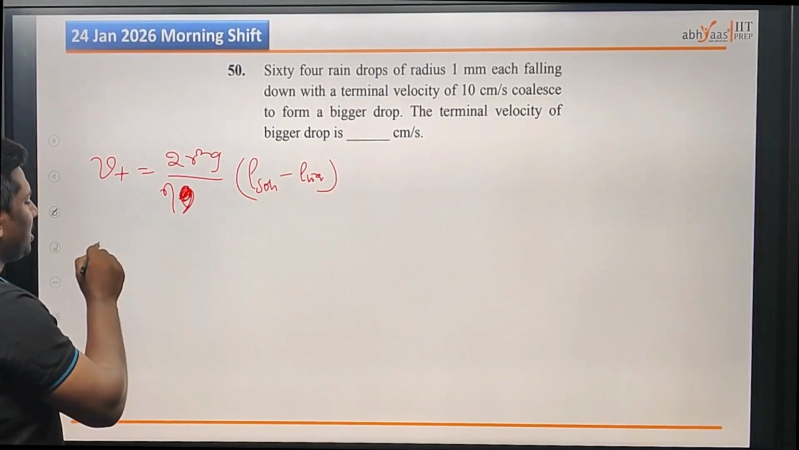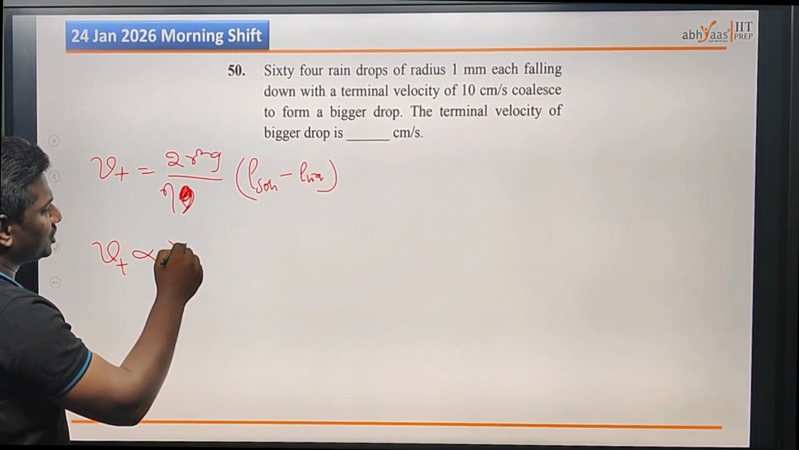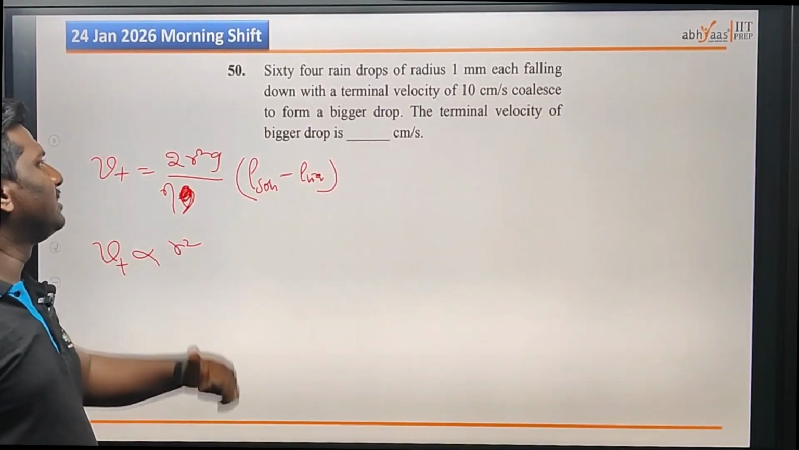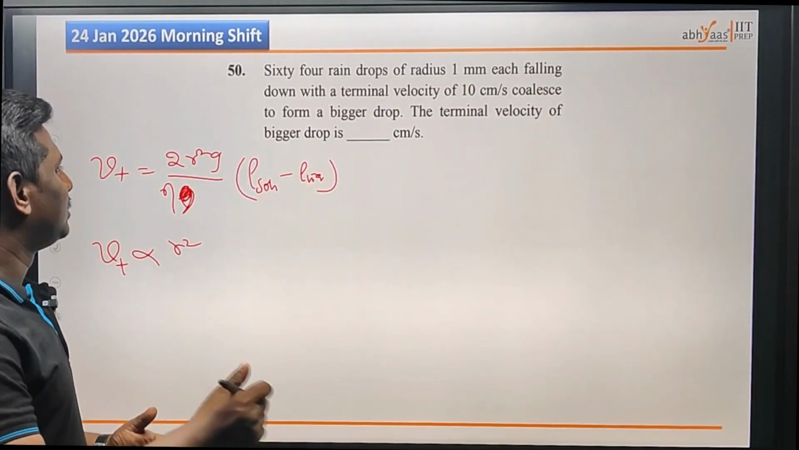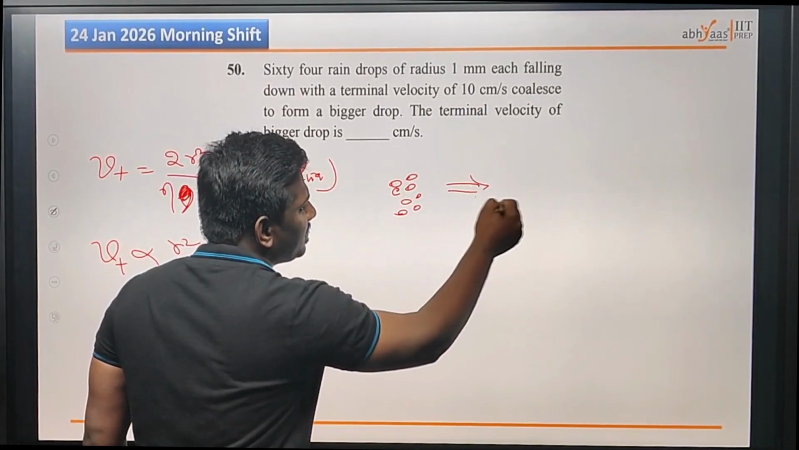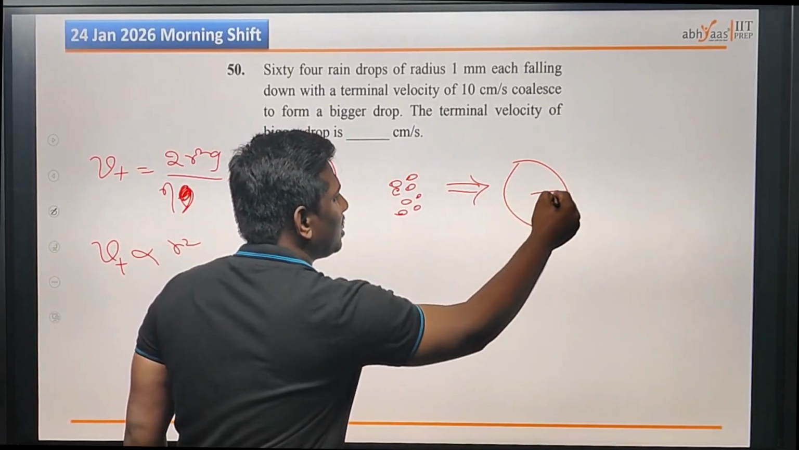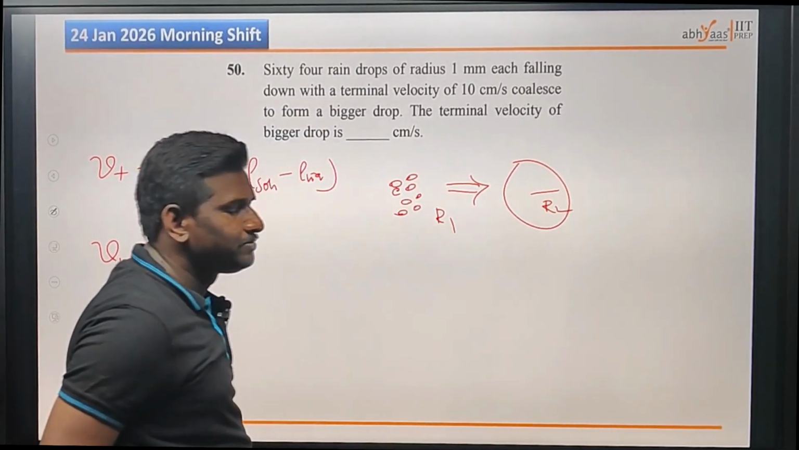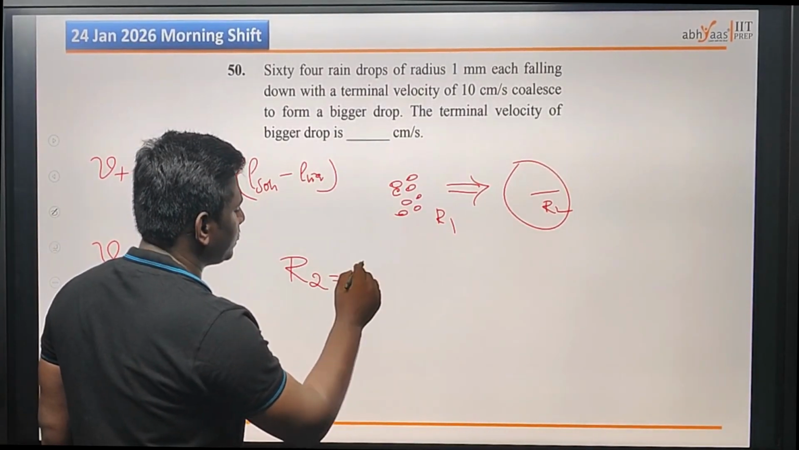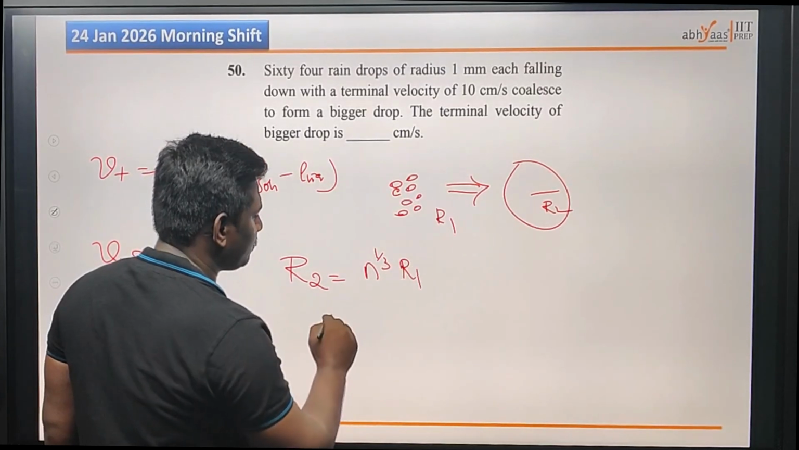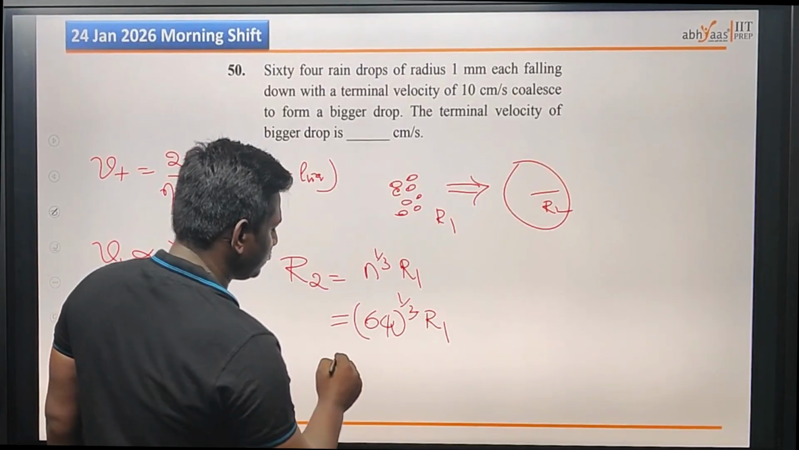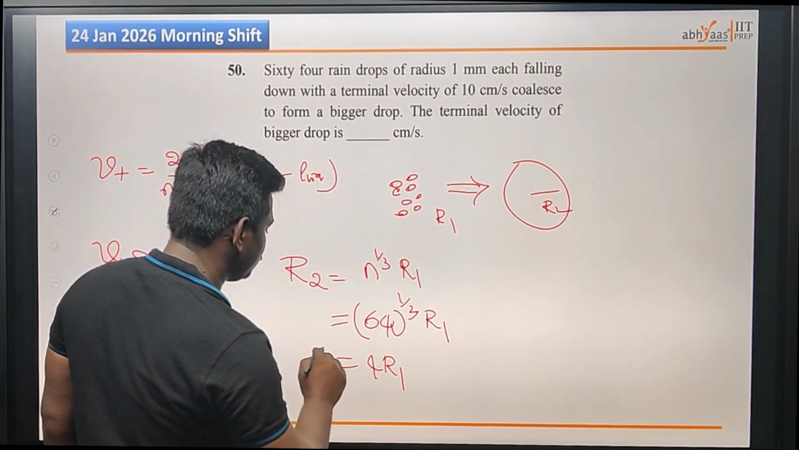So from this formula, terminal velocity is directly proportional to r square. What do you have to find? You have to find the values of r. So we are having 64 small drops and these are forming a big drop of radius capital R or R2. This can be R1. So what is the R2? R2 can be written as n to the power 1 by 3 into R1. So 64 to the power 1 by 3 into R1. So from this one, 4 R1.